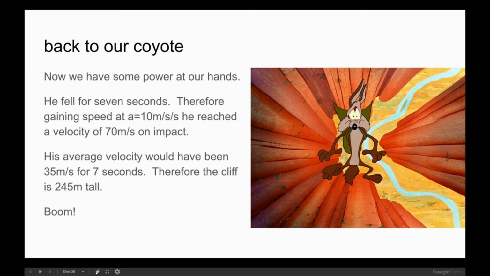Now, what was his average velocity? He fell off the cliff at 0, hits the ground at 70, so his average speed was 35 meters a second. And we can pretend that that average speed was a constant speed. You saw it on the graphs. So he fell at 35 meters a second for 7 seconds. That's just a little bit over 200. Because if I multiply 7 by 30 in my head, it's 210. So 245 meter fall. Boom!